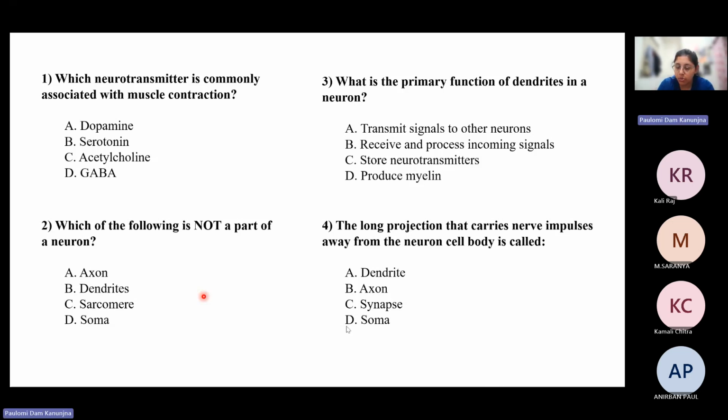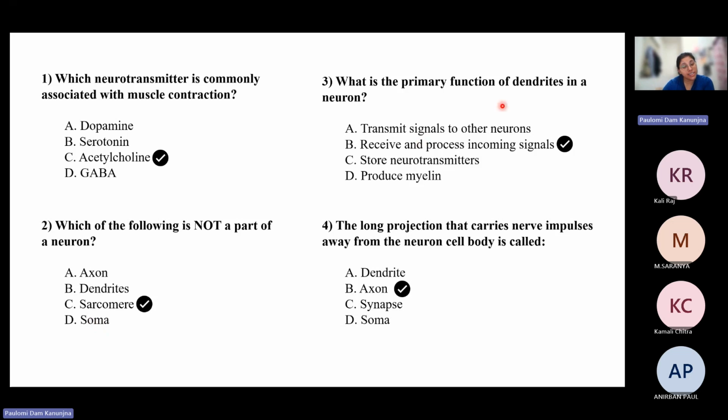Okay. So I'll give the response. C and C, B and B, most of you wrote that, and it was correct. We already discussed the role of acetylcholine in muscle contraction. Which of these is not a part of a neuron? Sarcomere, because that's part of muscle. Axon, dendrites, and soma are part of the neural structure.